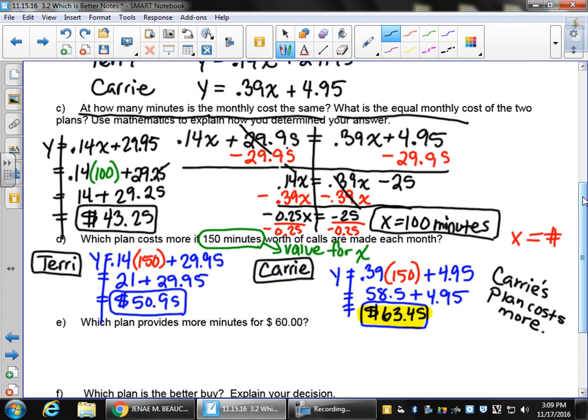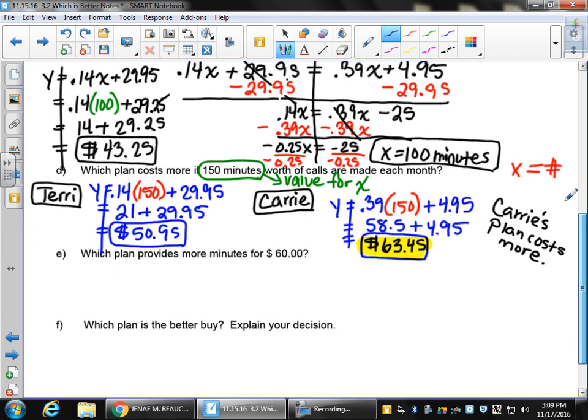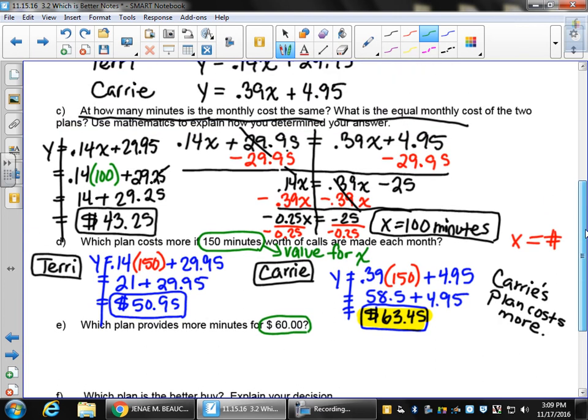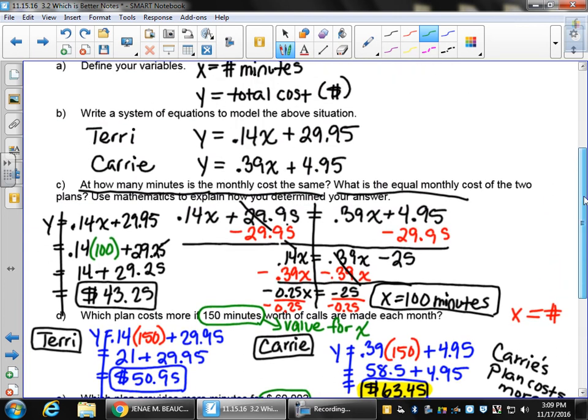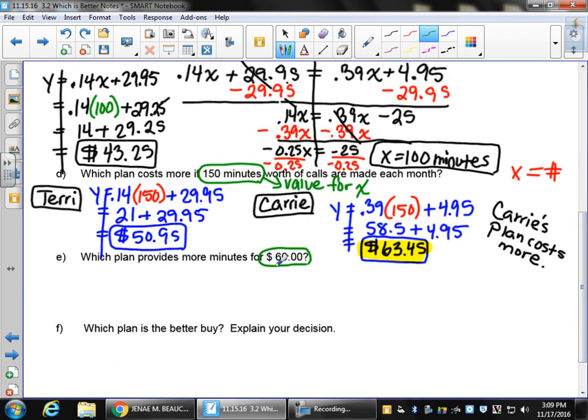Part E asks you, which plan provides more minutes for $60? So circle what it's asking, the $60 here, and say, is this a value for X or for Y? When I look at how we defined our variables, Y is the total cost, and this is the total cost. So we have a value for Y. So now instead of plugging in for X, we're plugging in for Y. What will that look like?